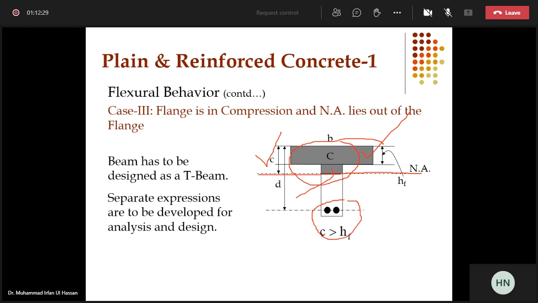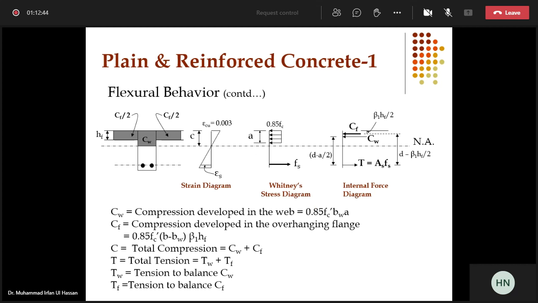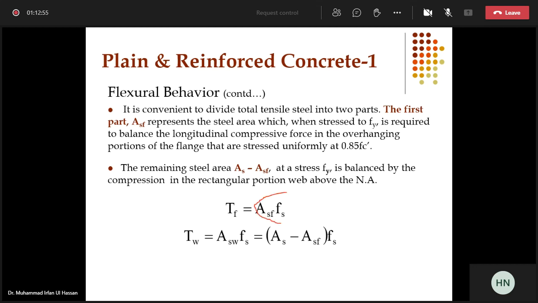So one steel is provided due to the compression in the flange, and one reinforcement is provided due to the compression in the web. So both compressions are balanced by the two steels. One steel you compute due to the compression in the web, and one steel you compute due to the compression in the flange, and the total steel will be equal to Asf to balance the compression in the flange, and the other steel is Asw to balance the compression in the web. So the total steel will be computed and this T-beam is designed.